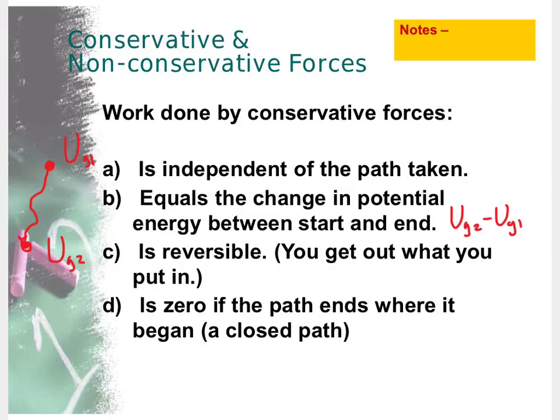Last point is that the work done by a conservative force is equal to 0 as long as I have what is called a closed path, and that is, the end of the path is where the beginning of the path is. So if I go from here down to here, and then I decide to go over here, and then I decide to finally make my way back up to here, the total amount of work that's been done by this conservative force equals 0.